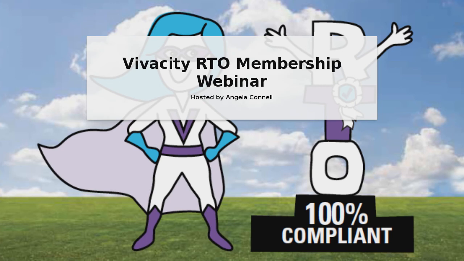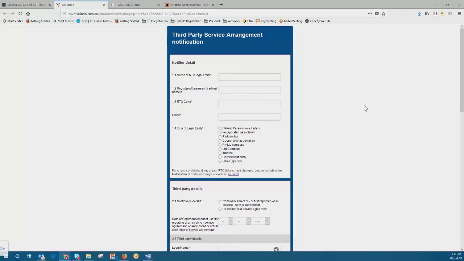I'm now going to go to the third party portal where you can notify ASQA of those third party arrangements. So this is the form here, the third party service arrangement notification.